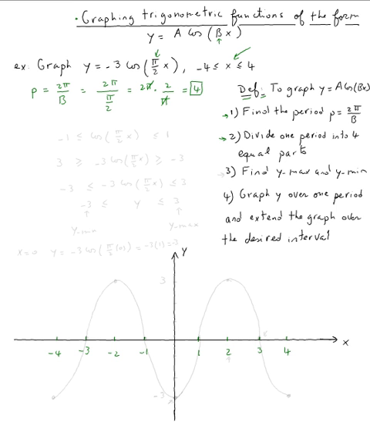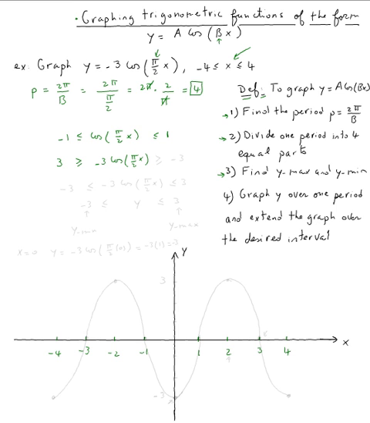Now, number 3 says find y max and y min. To find y max and min, it's pretty easy. You always do it the same way. You always start with your cosine or sine. In our case, it's a cosine of pi over 2x. We know the cosine of any angle is always going to be between -1 and 1. So if you multiply this by -3, remember, when you multiply by a negative number, you multiply -1 by -3, you get 3. But remember, the symbol changes. So less or equal becomes bigger or equal.